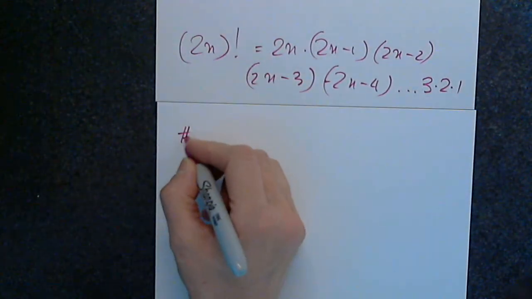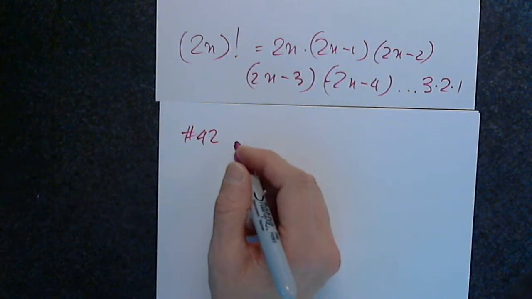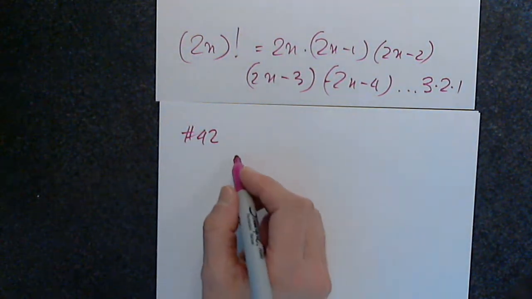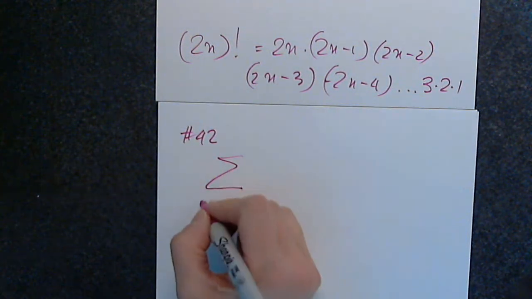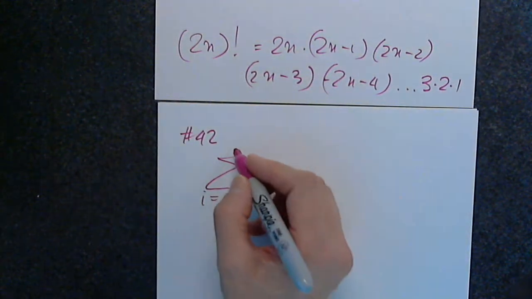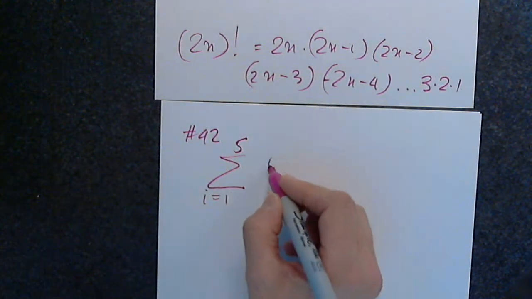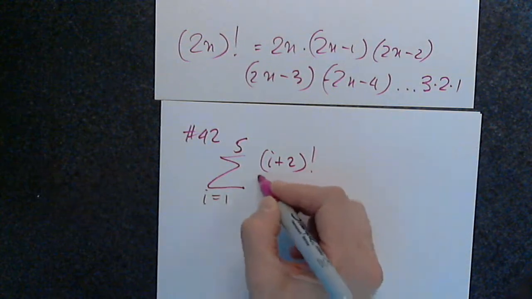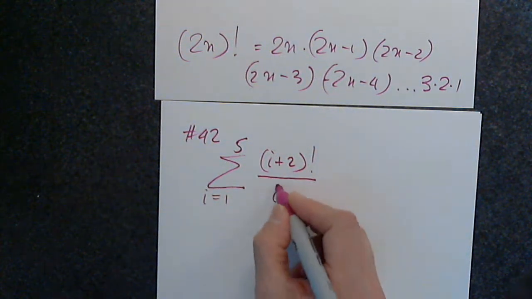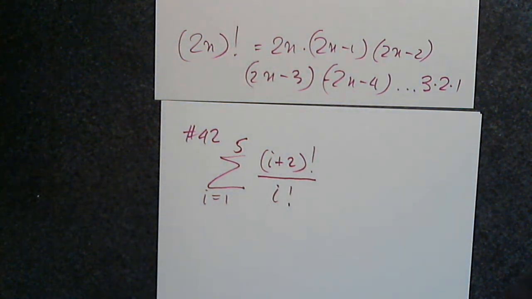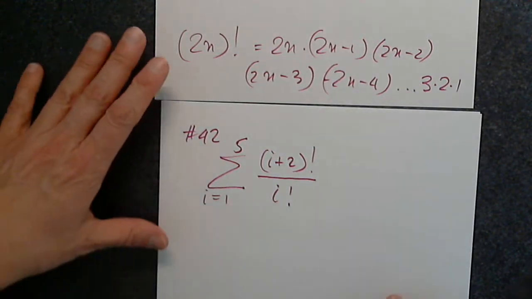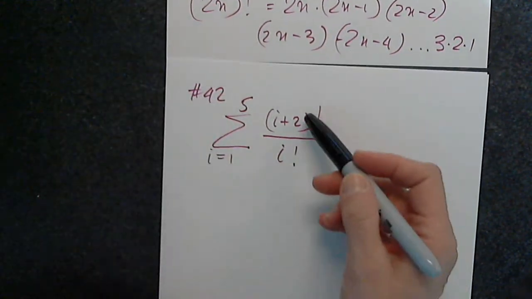So here is number 42. Find each indicated sum. The sum from i equals 1 through 5 of i plus 2 factorial over i factorial. Of course, I'm not going to do this before I simplify it if I can. If it's not simplifiable, then I have no choice. But is there a way of simplifying? Which of these two is bigger?